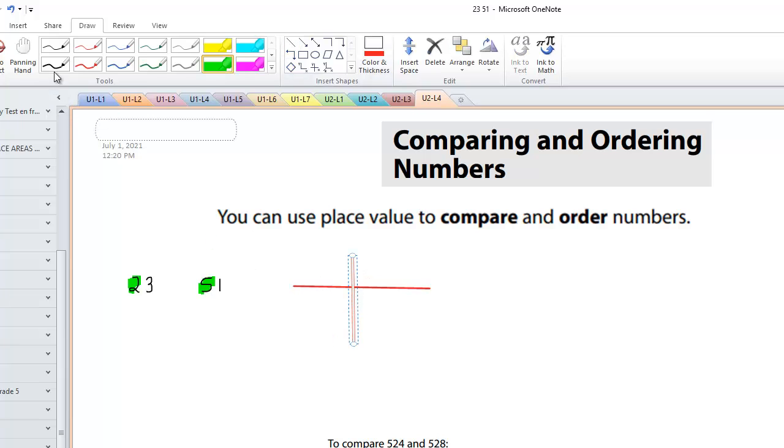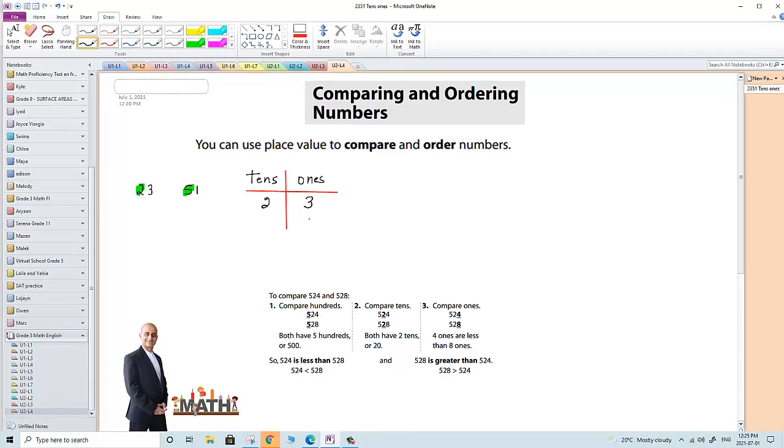and in this place value chart I have the 1s and the 10s, I'm going to say 23 means 3 1s and 2 10s, and 51 means 1 1 and 5 10s. So when we compare, we don't start by saying 3 is greater than 1. No, we start with the tens. This is the column that we start with. We are saying the 5 tens is greater than the 2 tens. Right away we are saying that 51 is greater than 23.